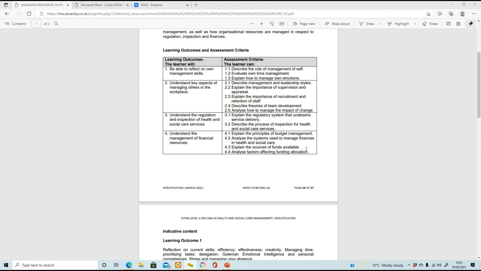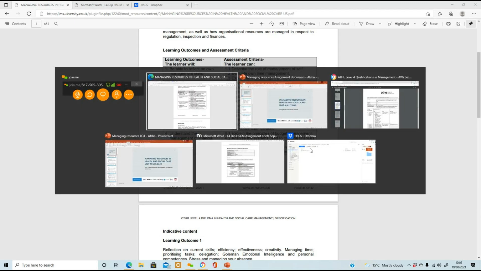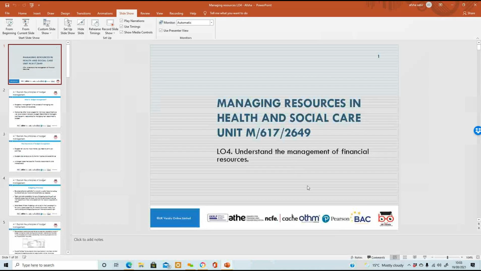So 4.1 is explain the principles of budget management. 4.2, analyze the systems used to manage finances in health and social care. 4.3, explain the sources of funds available. And then 4.4, analyze factors affecting funding allocation. So let's find the right one, which is this one.